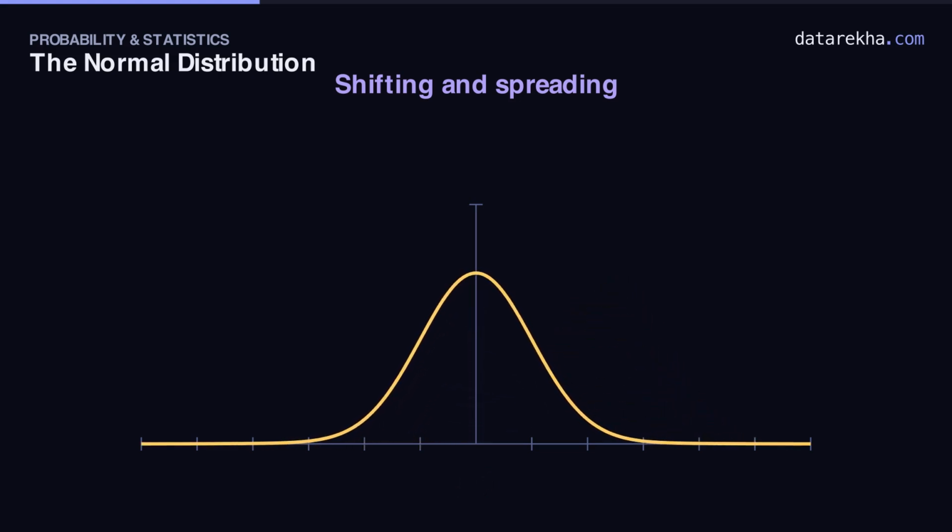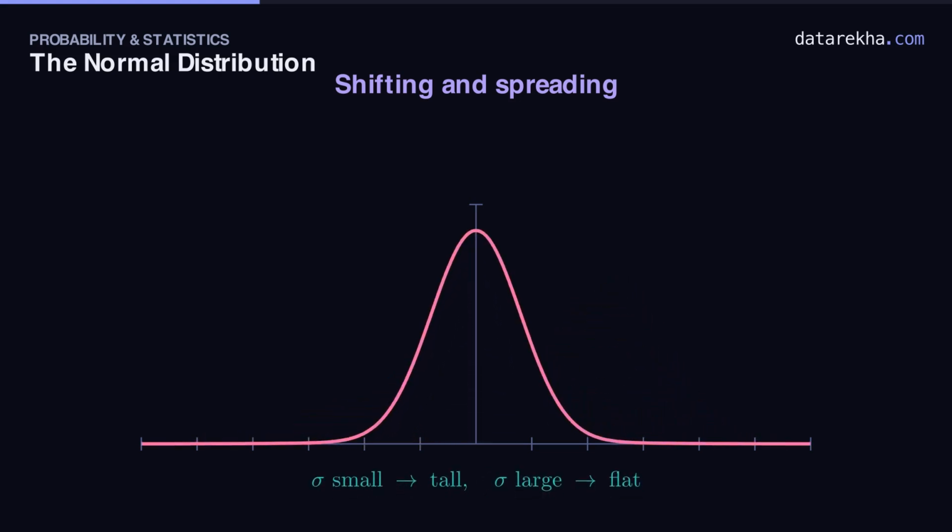Slide it back and turn the spread knob instead. A big sigma flattens the bell, wide and low. A small sigma pinches it, narrow and tall. Yet the area underneath always stays exactly 1.